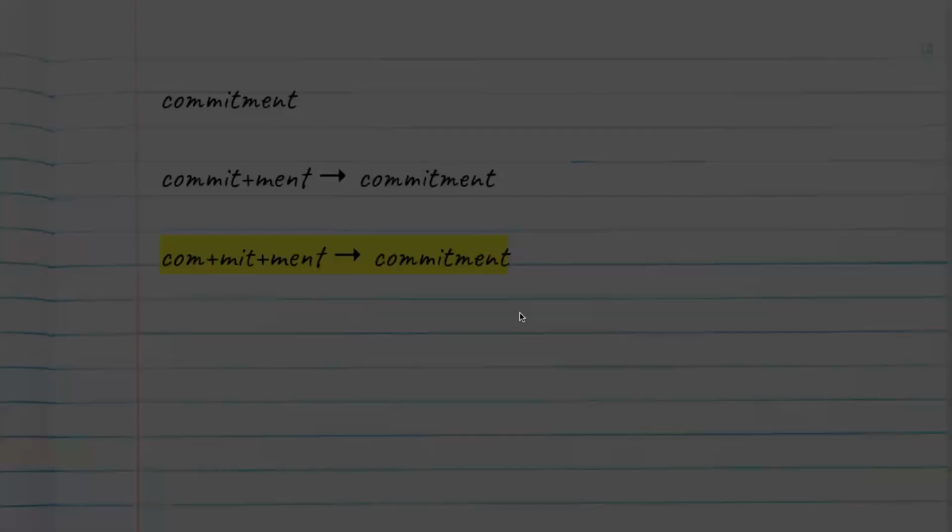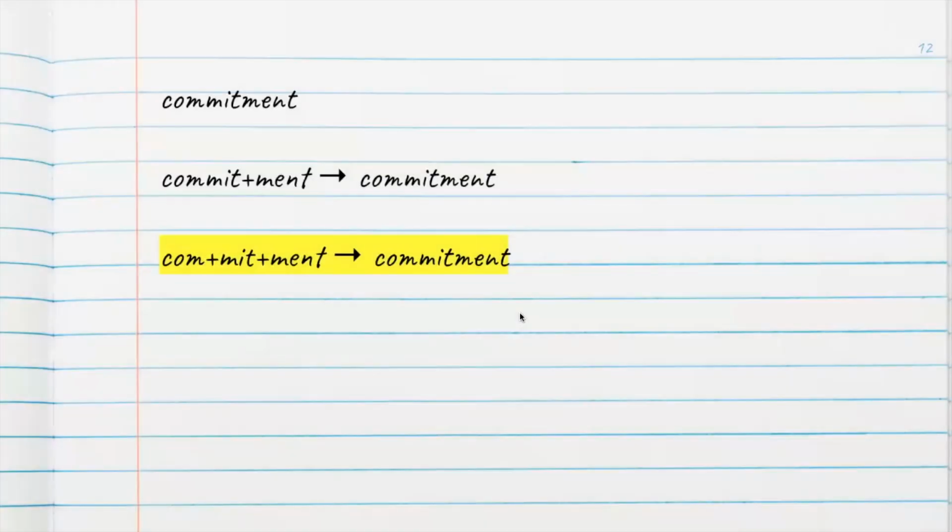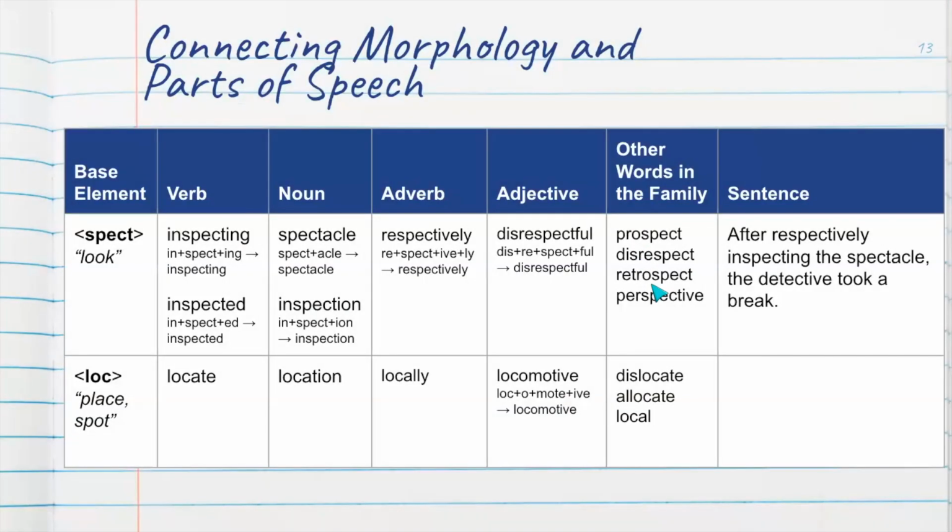You can include other words. Sorry, this is what happens when I get my mouse moving too quickly. Other words in the family. And then just because I was being me, I wrote a sentence using as many of the words as I could, but that would not be the requirement of your language learners.